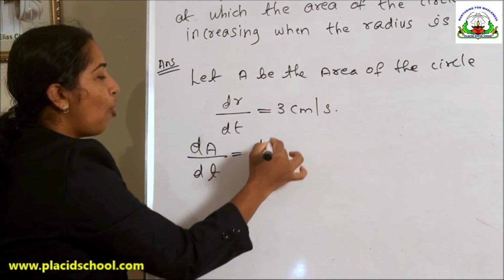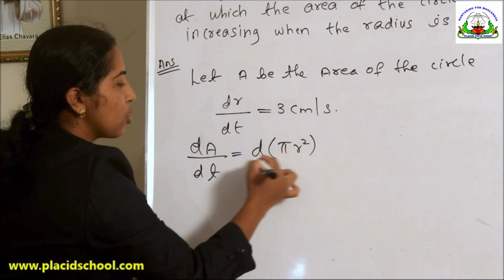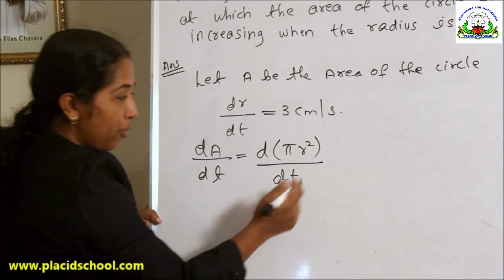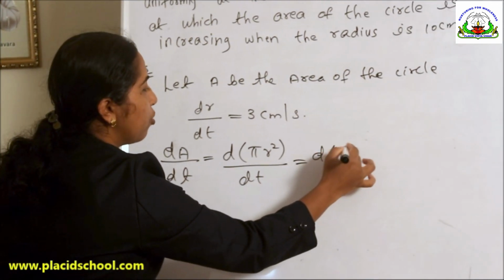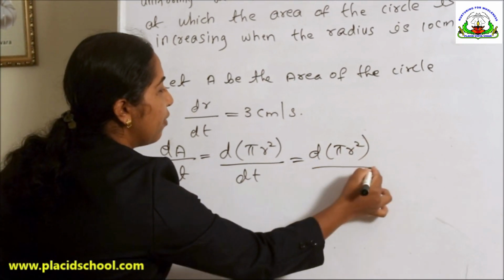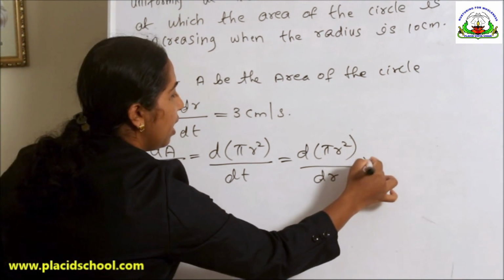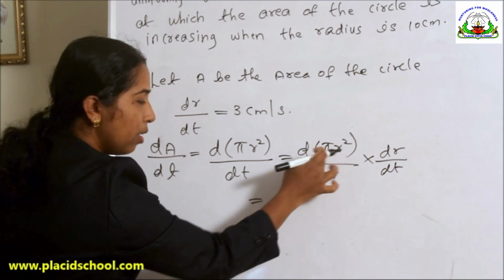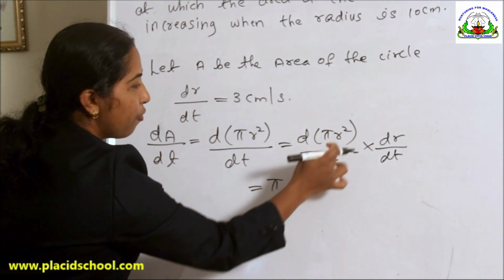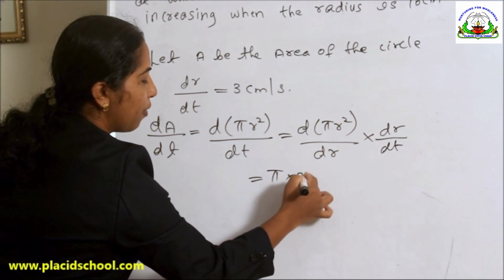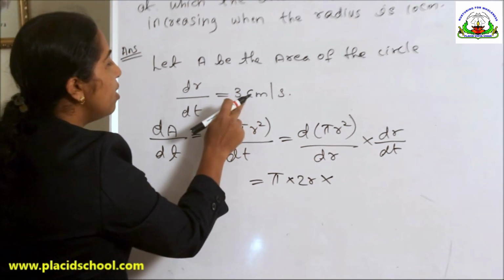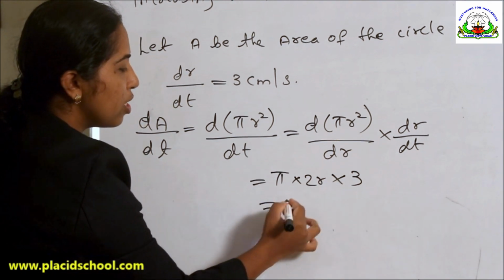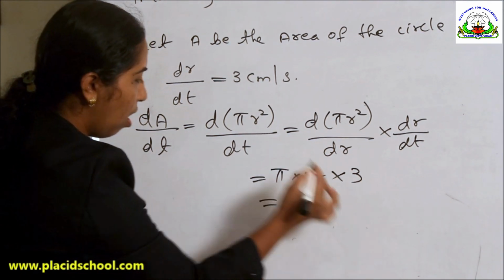As you know, formula for area of a circle is pi r square. So, we have to differentiate pi r square with respect to t. According to chain rule, you can write this as derivative of pi r square by dr into dr by dt. Differentiating, pi is a constant. Differentiating r square with respect to r, you have 2r into, instead of dr by dt, from this step you can substitute 3. So, this will be 6 pi r.